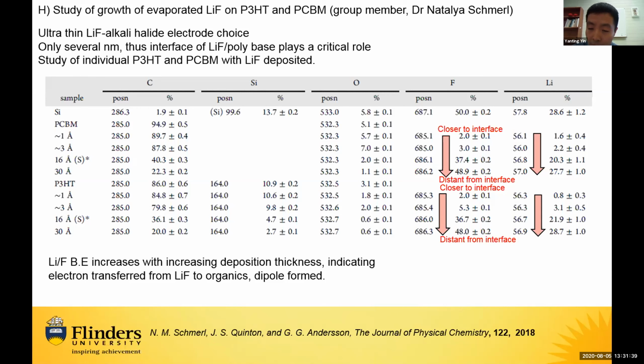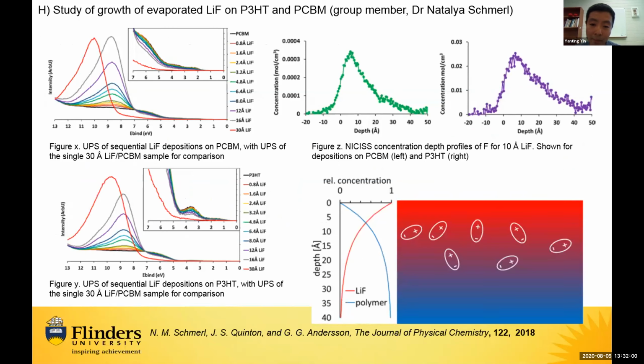And as it comes closer to the interface, both the fluorine and the lithium XPS peaks began to shift to negative by more than 1 electron volt, giving evidence that dipole formation is actually biasing the lithium fluoride to a lower binding energy. Which means at the interface, what could be happening? As well, she also did some UPS.